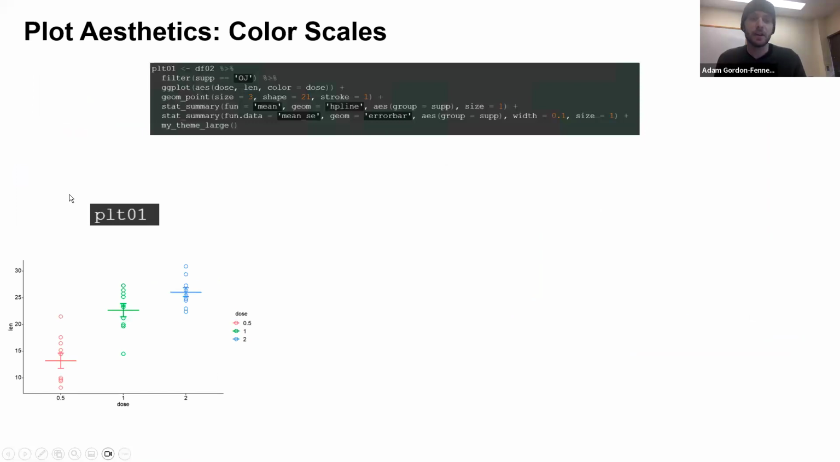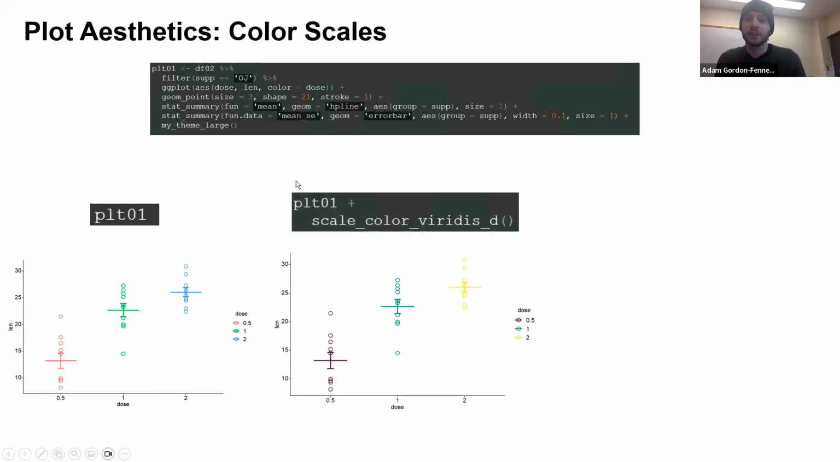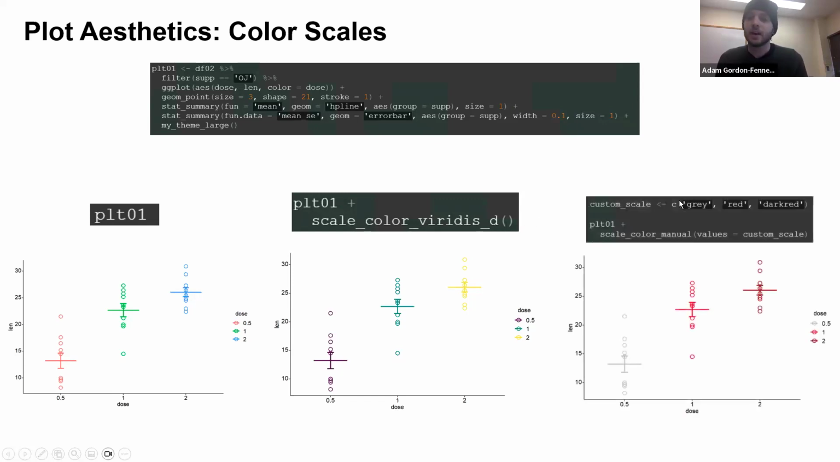So in this case, we have our plot where now we are assigning color from the dose. And then if we want to change the color scale, all we have to do is add on to it the scale that we want to use. So in this case, this is a Viridis scale from that library. But you can also assign custom scales as well. So you can now just assign like gray, red, dark red directly to the plot that you'd already generated.